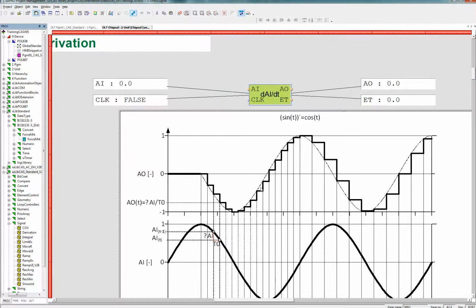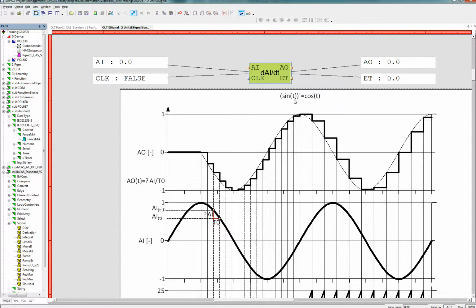This block is a mathematical derivation. So in case we have the derivation of sin(t), on the input we have sinus, so on the output we have cosinus with sampling.